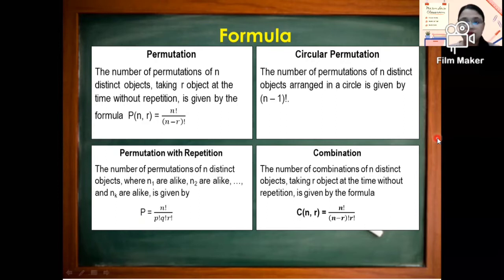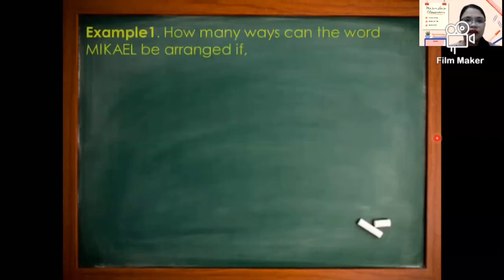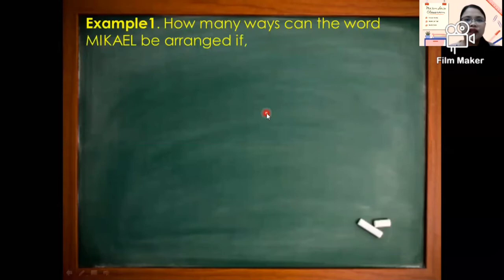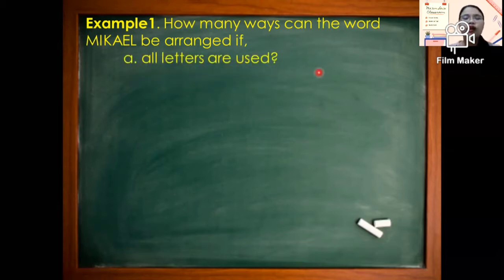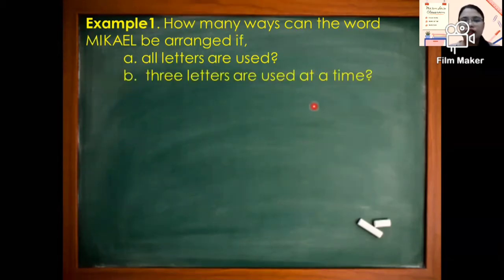So let's proceed. Let's have example number 1. How many ways can the word Michael be arranged if letter A, all letters are used. Letter B, 3 letters are used at a time. So, kung papansin natin, ang keyword dito is in how many ways can the word Michael be arranged. So, kung makikita kayong word na ganyan, automatic, you need to identify first kung ano ba siya, kung combination ba siya or permutation. And that is permutation.